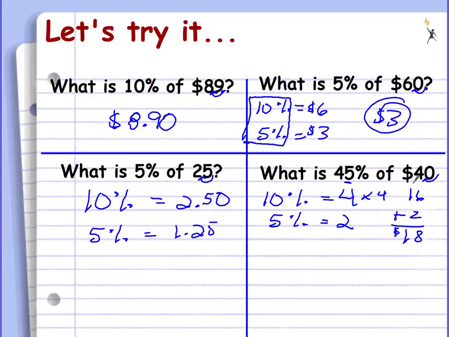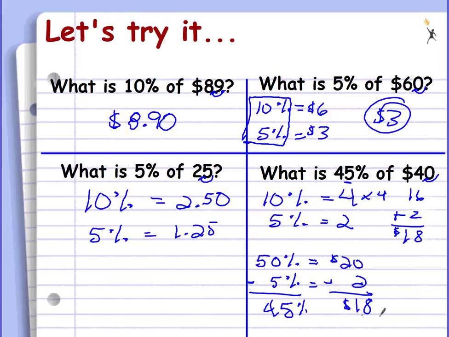Or you could say, hey, 50% of $40 is $20. So to that, I will subtract 5%. And the 5% is $2. Subtract it, you get $18 because 50% minus 5% is 45%. Things to think about, right? There is no one correct answer. The correct answer is the $18 that you get at the end, but there's no one correct way of finding 45%.